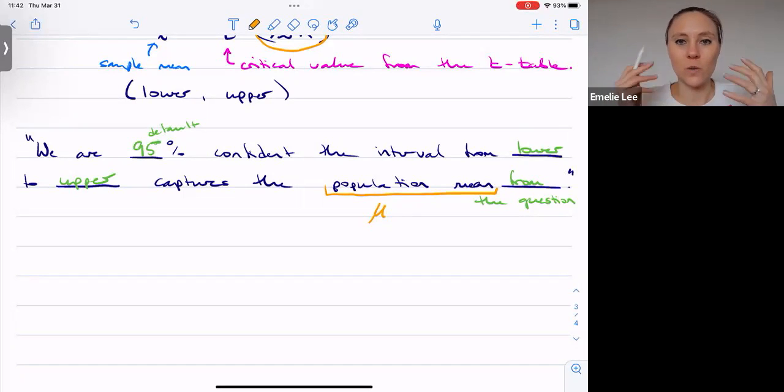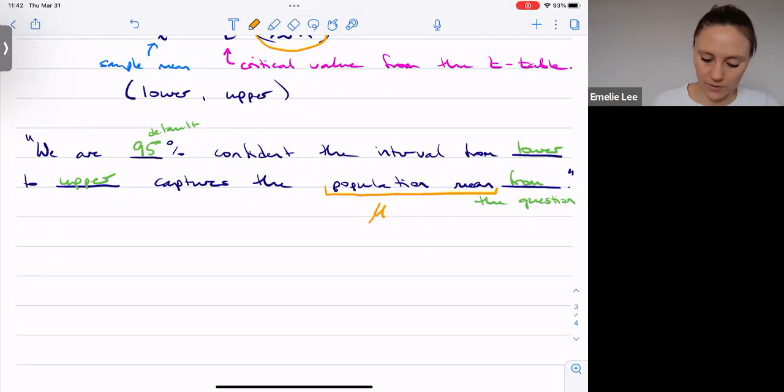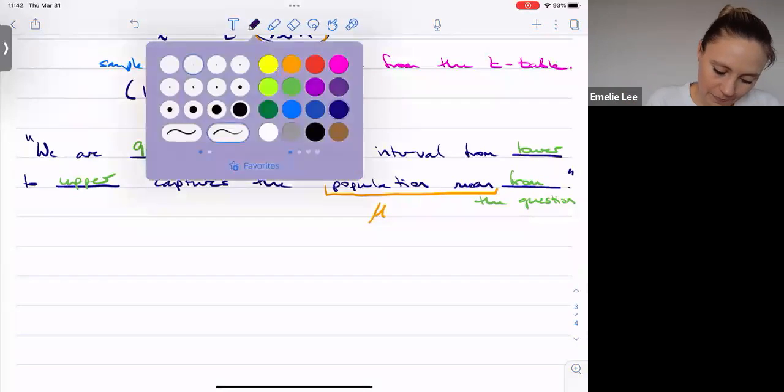And so confidence intervals are kind of tricky because there's so many ways that we could misinterpret them, right? And that's why I want you to just stick to this prescribed blurb until it clicks and you say, okay, I understand that I'm trying to capture the population mean. Okay.